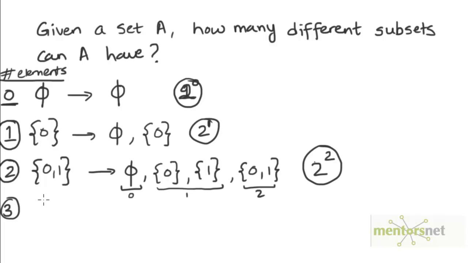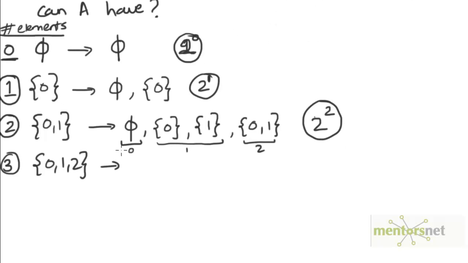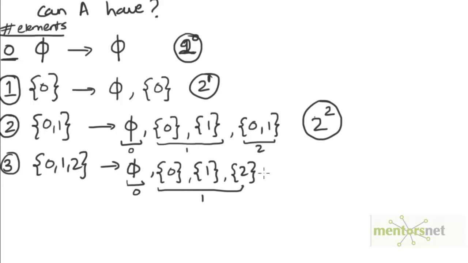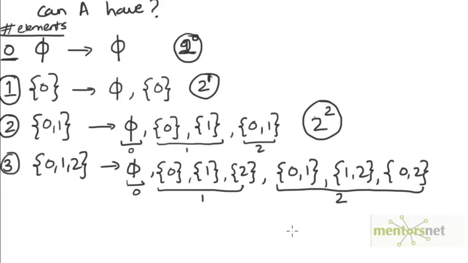Now let's go to a set of size 3. How many subsets can be formed out of it? The empty set, as always, will be a subset, the only subset of size 0. How many subsets of size 1 can be formed out of it? We can take the 3 elements individually and create 3 singleton subsets, each of which has a size of 1. How many subsets of size 2 can be formed out of this 3-element set? Well, we can take 2 elements out of these 3, 2 at a time. So we can take 0 and 1, or we could have taken 1 and 2, or we could have taken 0 and 2. So these are the 3 subsets of size 2.